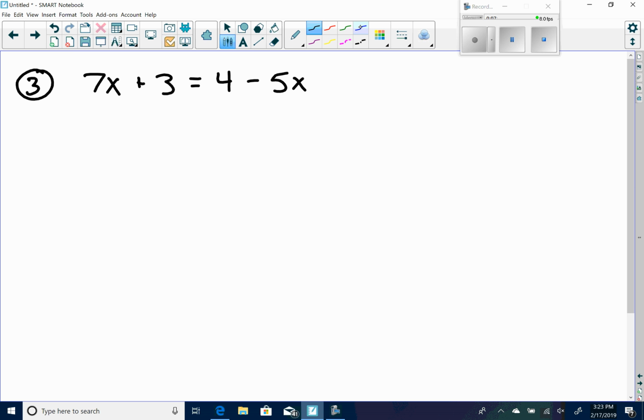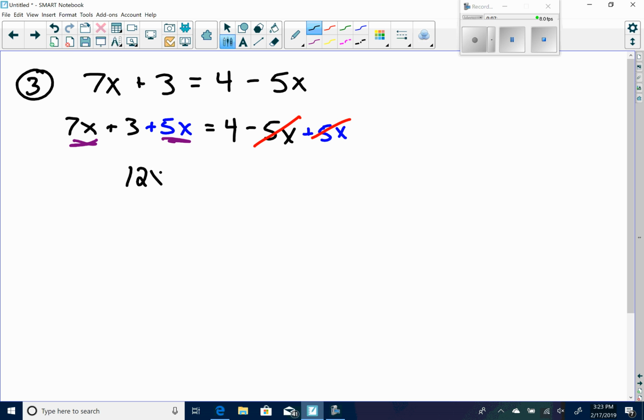So what I'd like to start off with is adding 5x to each side. So what I'm going to do is just write that I'm adding a 5x to the left side as well as to the right side. So now what's going to happen here, these 5x's cancel out. Over here, I can now add the 7x with the 5x. So that will give me 12x plus 3 will equal 4.